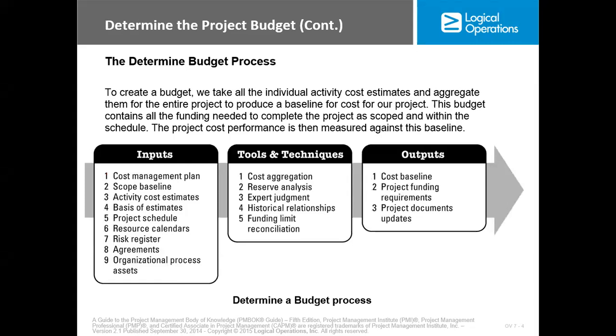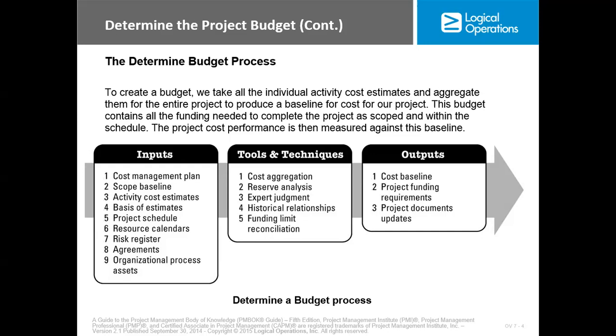Now, determine budget. We take all the individual activity cost estimates and aggregate them to the entire project to produce a baseline for the cost for our project. The budget contains all the funding needed to complete the project as scoped and within the schedule. The project cost performance is then measured against this baseline.